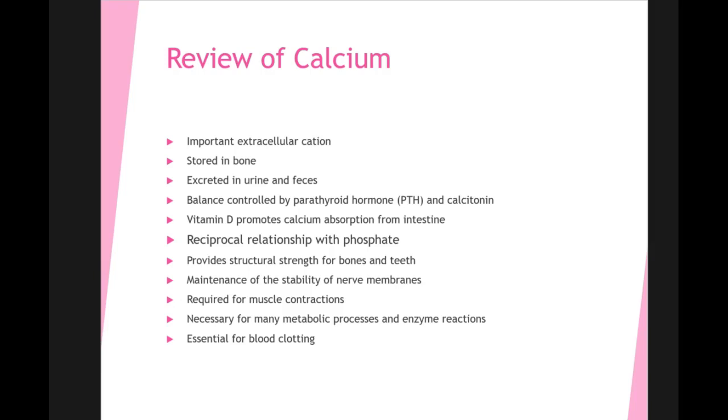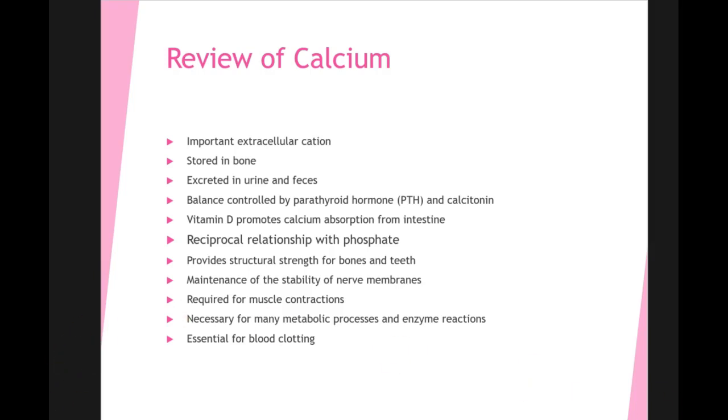Calcium is an important extracellular cation. It's ingested in food, especially in milk products, and is stored in bone and excreted from the body in the urine as well as feces. Calcium balance is controlled by the parathyroid hormone and calcitonin, but it's also influenced by vitamin D and phosphate levels.